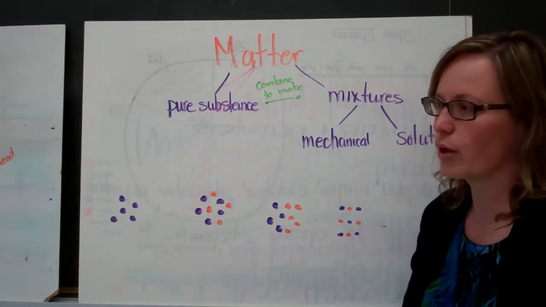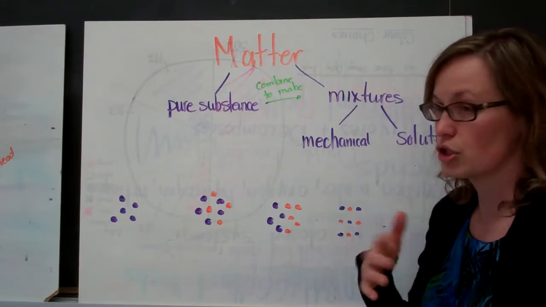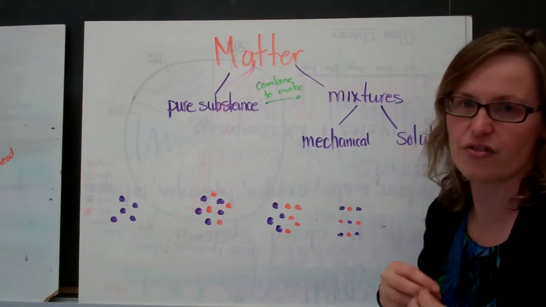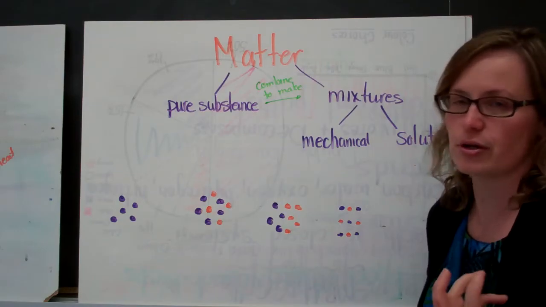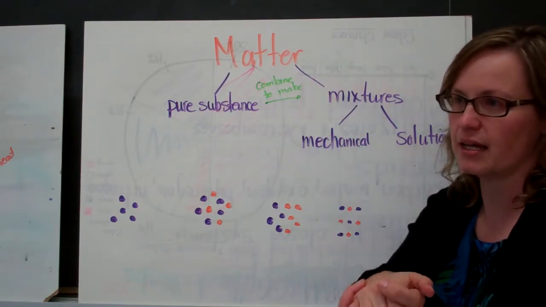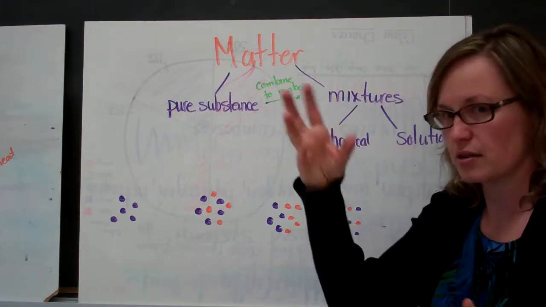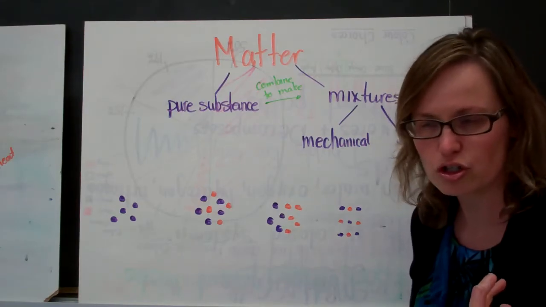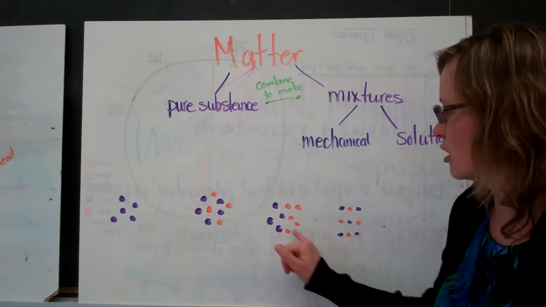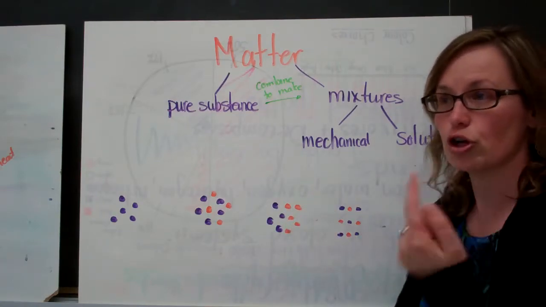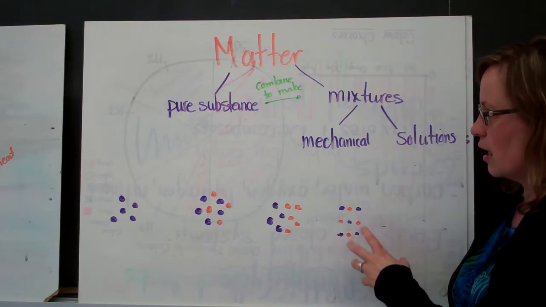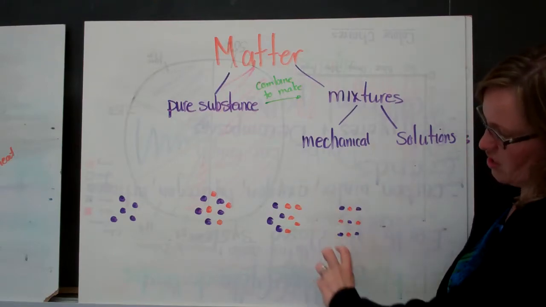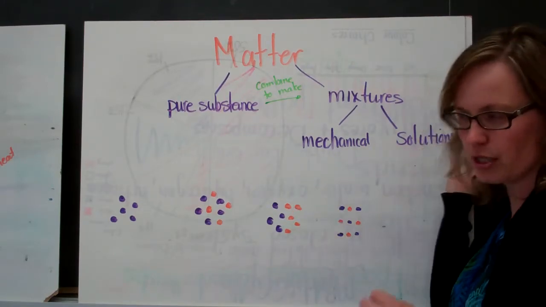And then with a solution, you have two or more pure substances that are mixed together and they appear as if they are one substance or a pure substance. So tea, for example, you put the tea bag in, you let it steep in the hot water for a minute, you take the tea bag out, and the hot water appears like a browny orange color. So you can't see, like you could in a mechanical mixture, the different matter. It looks like a pure substance, but it actually is a mixture. So I illustrated that with the purple and the orange kind of evenly dispersed throughout, so you can't see that separation.